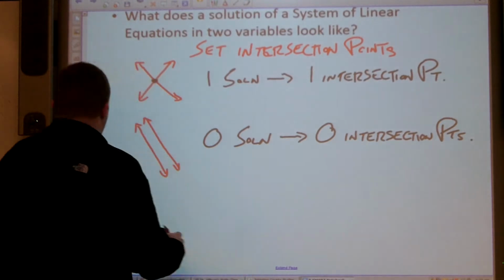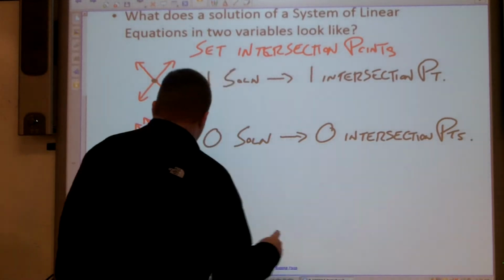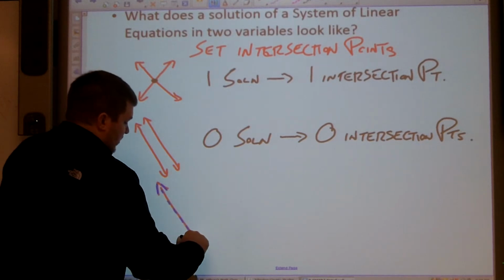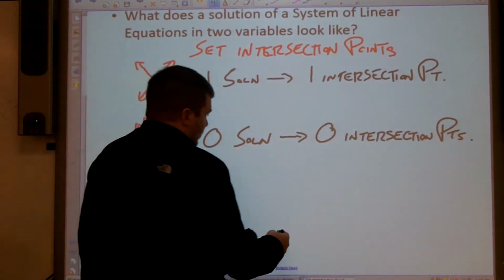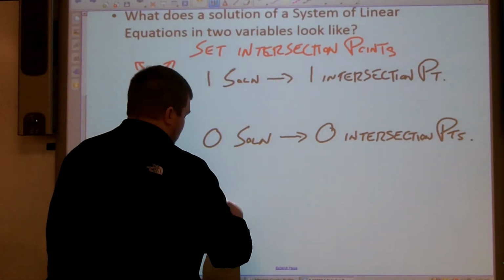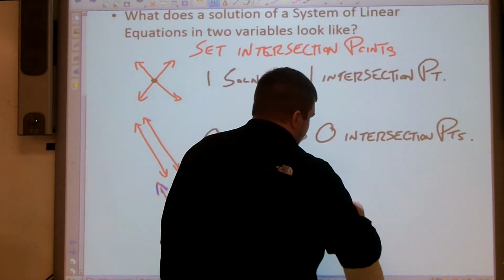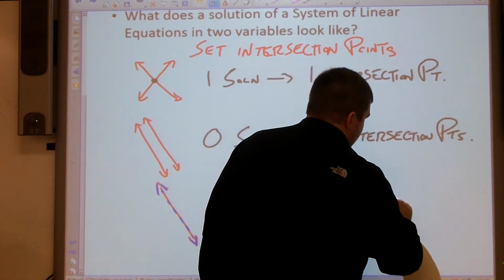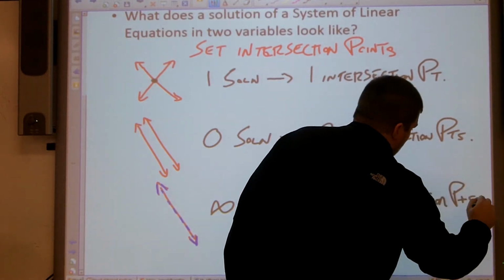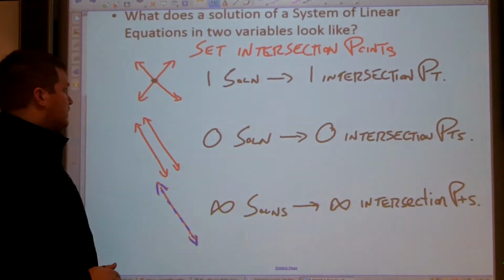And then finally, if the lines live on top of each other, meaning that they're essentially, for all intents and purposes, the same line, they live on top of each other perfectly. So here the red line lives on top of the blue dotted line. That means there's an infinite number of intersection points or an infinite number of solutions. So there's an infinite number of solutions, which means there's an infinite number of intersection points. Now this 8 that's turned on its side, that's the infinity symbol, in case you haven't seen that before. Okay?